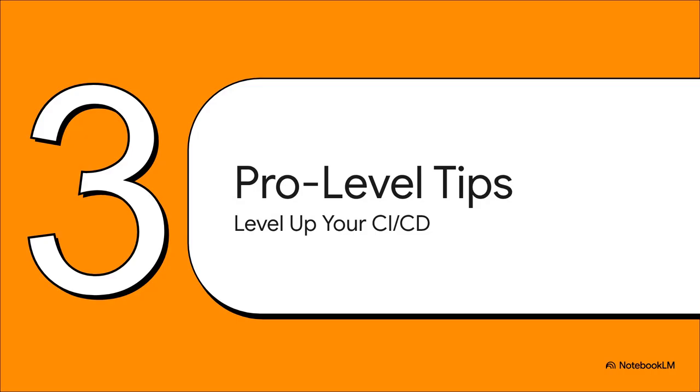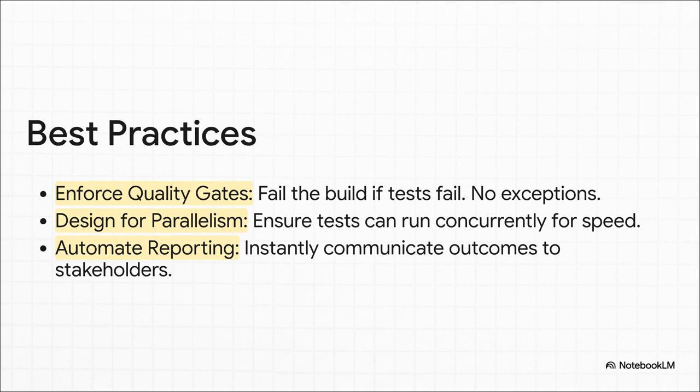Okay, so you know what not to do. Let's flip the script. Let's talk about the secrets of the top 1%, the pro moves that take your CI/CD game from just working to world-class. First, they enforce strict quality gates. No exceptions, no, I'll fix it later. If the tests fail, the build fails, period. Second, they design every test for parallel execution right from the start. That means every test is totally independent. Why? Because that's how you go from a 20-minute test run to a 2-minute test run. Speed is everything. And third, they automate everything, especially the boring stuff like generating and publishing test reports.